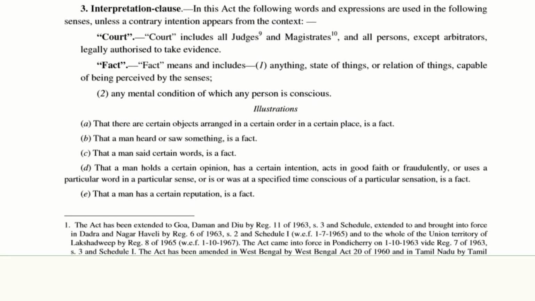The next word which is used for interpretation is fact. Fact, they refer to two important things. One is anything. They simply say anything is covered under the word fact. And the next aspect is state of things. For example, let us say a thing is in liquid form, or a thing is in a solid form, or it is in the form of a gas, or a relation of things, one thing related to the other thing, that relation between these two things, and a thing which is capable of being perceived by senses.